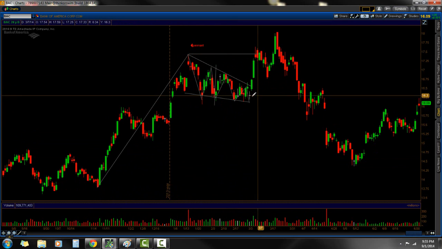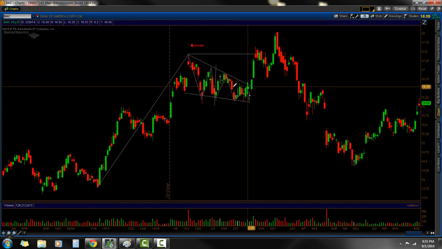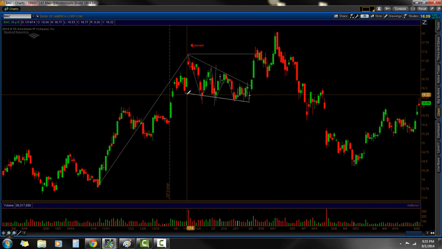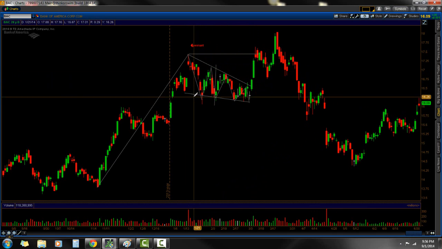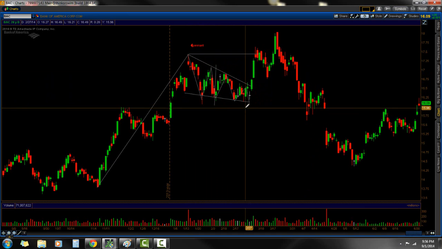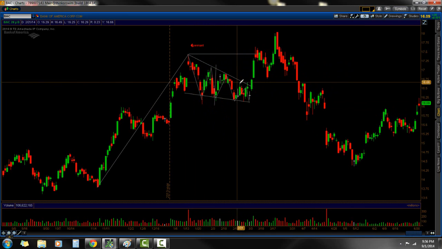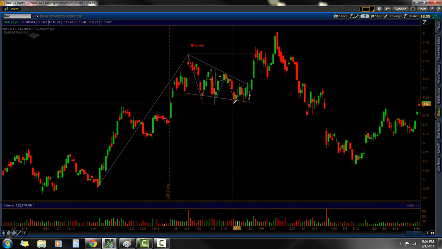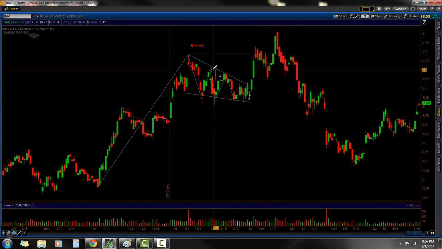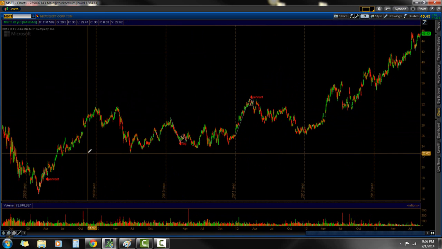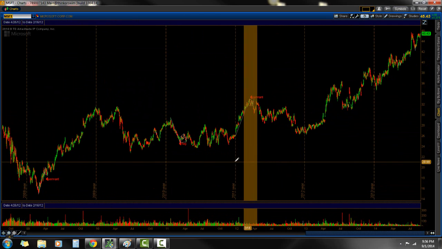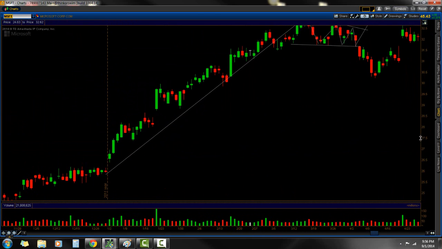The only real difference between a pennant and a flag is that a pennant will have converging lines. Okay? They're not going to be parallel or flat. They're going to converge into each other, basically like a symmetrical triangle, or even a falling wedge, if you will, is what you're looking for, that type of pattern. This has great behavior. It's just too long. So we can't use it. Let me see if I can find a good one. Alright, this one seems like it'll work.